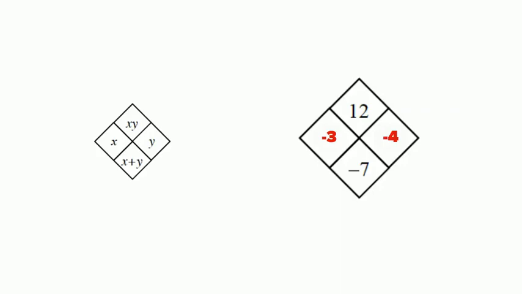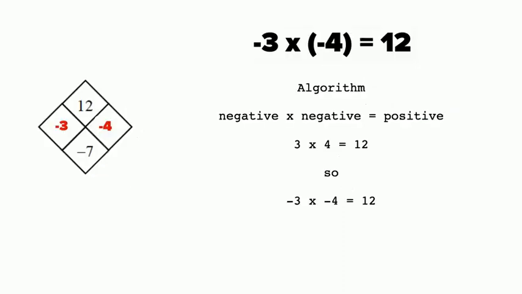In the next part of my video, I'm going to use models to prove to you that I do have the correct solutions. So here I'm going to prove to you that I believe that -3 and -4 are the correct solutions to this diamond problem. I'm going to use an algorithm to prove to you that -3 times -4 is a positive 12.